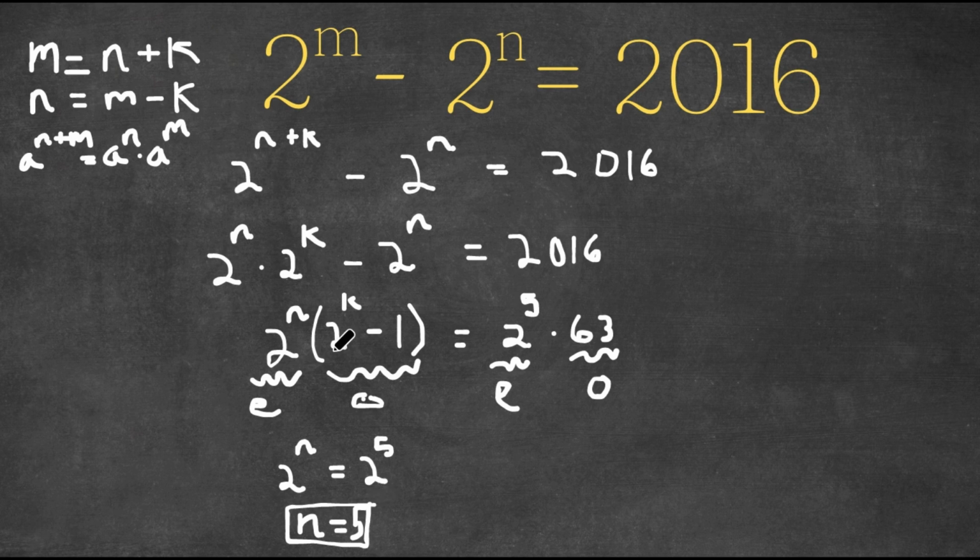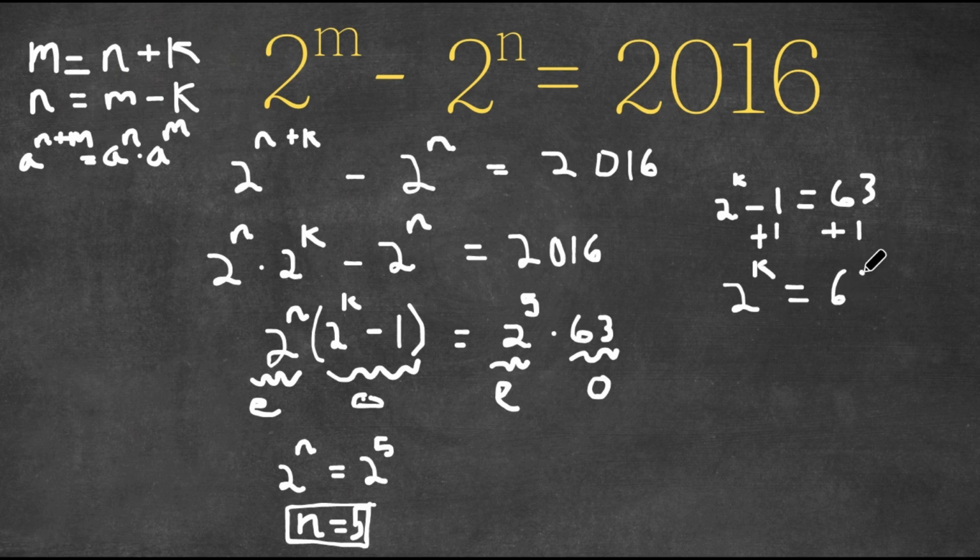And now we're going to set the odds equal to each other. So 2 to the power of k minus 1 is equal to 63. So now if I add 1 on both sides, I get 2 to the power of k equals 63 plus 1 is 64. And 2 to the power of what equals 64? 6. So k is equal to 6.